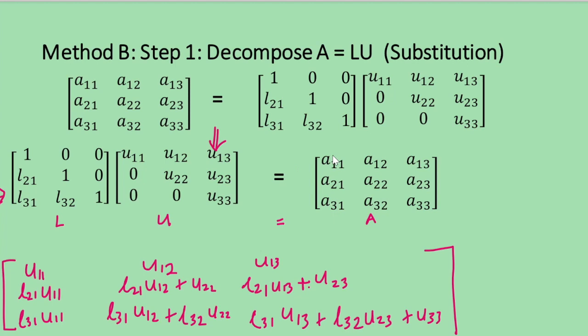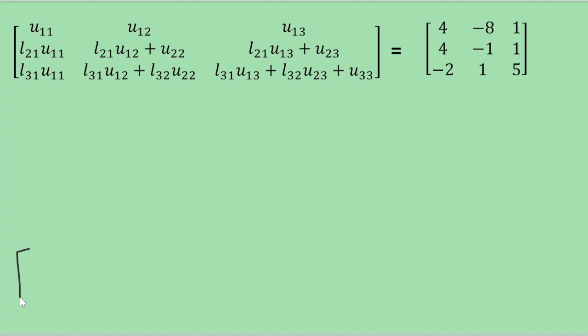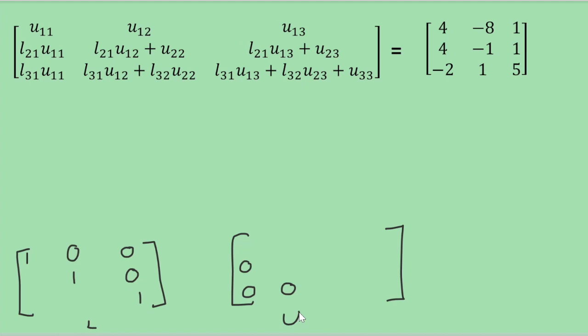We would now compare each element in the product of matrix LU with matrix A. If we still remember, matrix L has the main diagonals as 1 and zeros for the elements above the diagonal. Matrix U has zeros for the elements below the diagonal. In order to find the values of U11, U12, L21, and so forth, we would be comparing each element here with matrix A because these two matrices are equal.